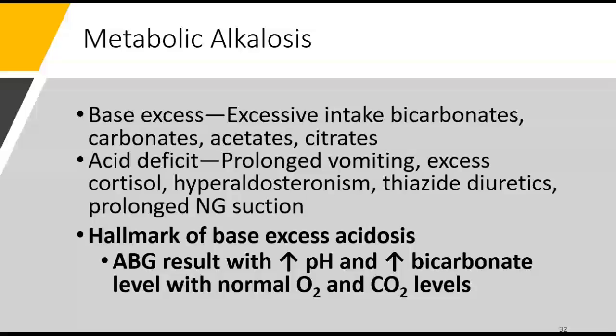Other conditions that can cause this are endocrine conditions such as hypercortisolism and hyperaldosteronism. Another cause would be thiazide diuretics. ABGs of the patient with metabolic alkalosis include increased pH and increased bicarbonate level with normal oxygen and carbon dioxide levels.